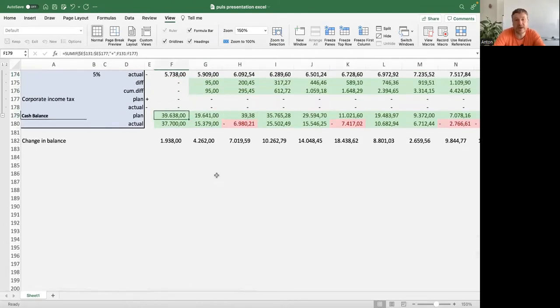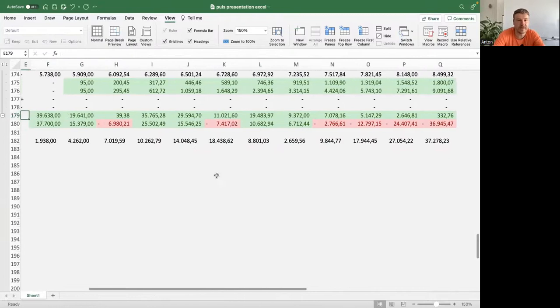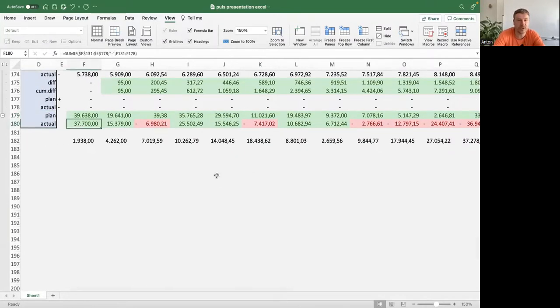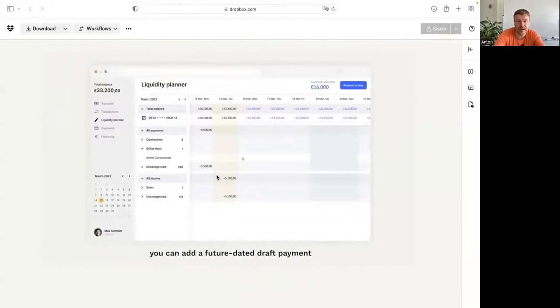We can do the daily basis on this as well. This is what Puls is actually doing. It breaks down those monthly columns into daily ones. According to the plan, we have enough cash. But according to the actual, where we also have to pay VAT, we do not have enough. And this is what we will be talking about right now.